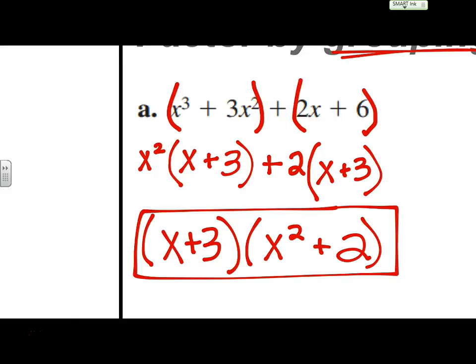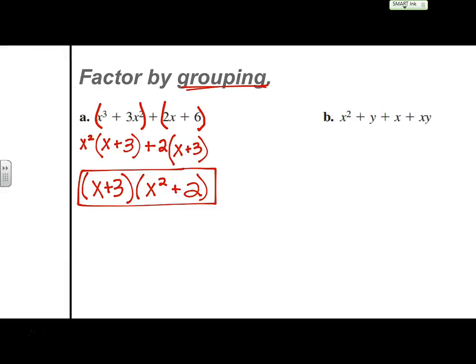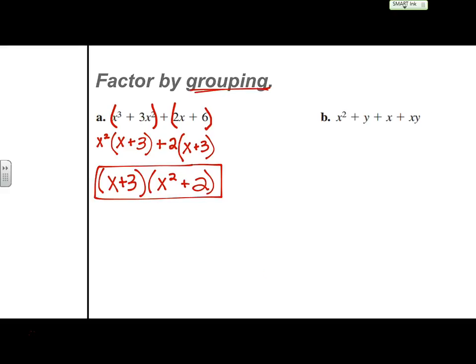The way you get x squared times the parentheses x plus 3 and then 2 times the parentheses x plus 3 is you just find the common factor in both parentheses. That's what grouping says. There's 4 pieces. It's too big. Cut it down. So what am I going to do in letter B? I'm going to put some parentheses and ask, is anything shared? I'm grouping in pairs and asking if anything is shared.